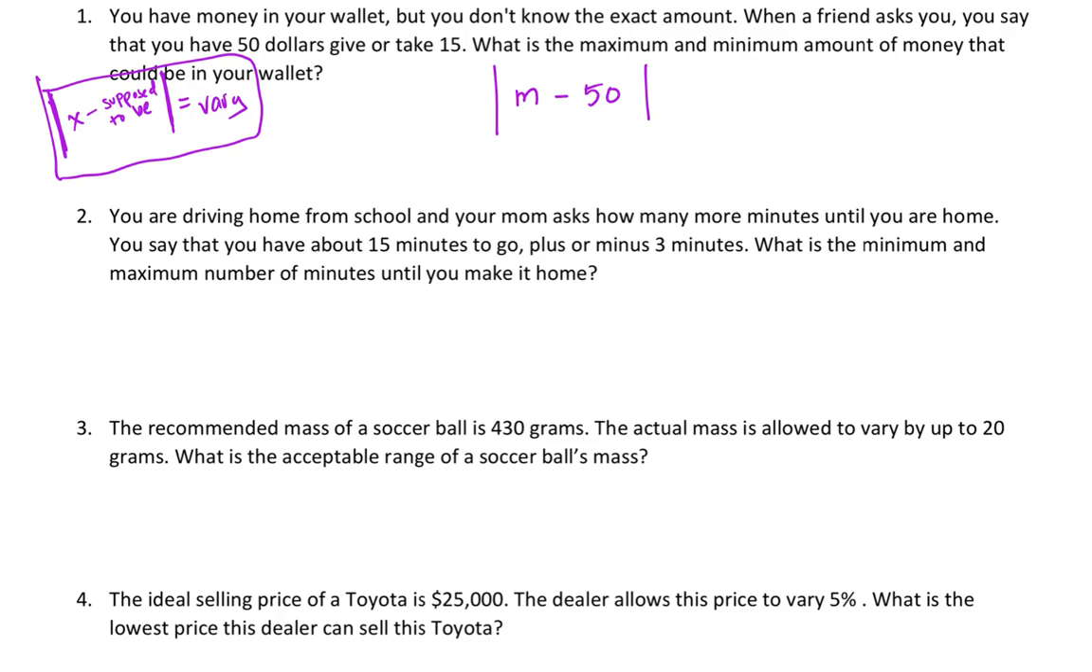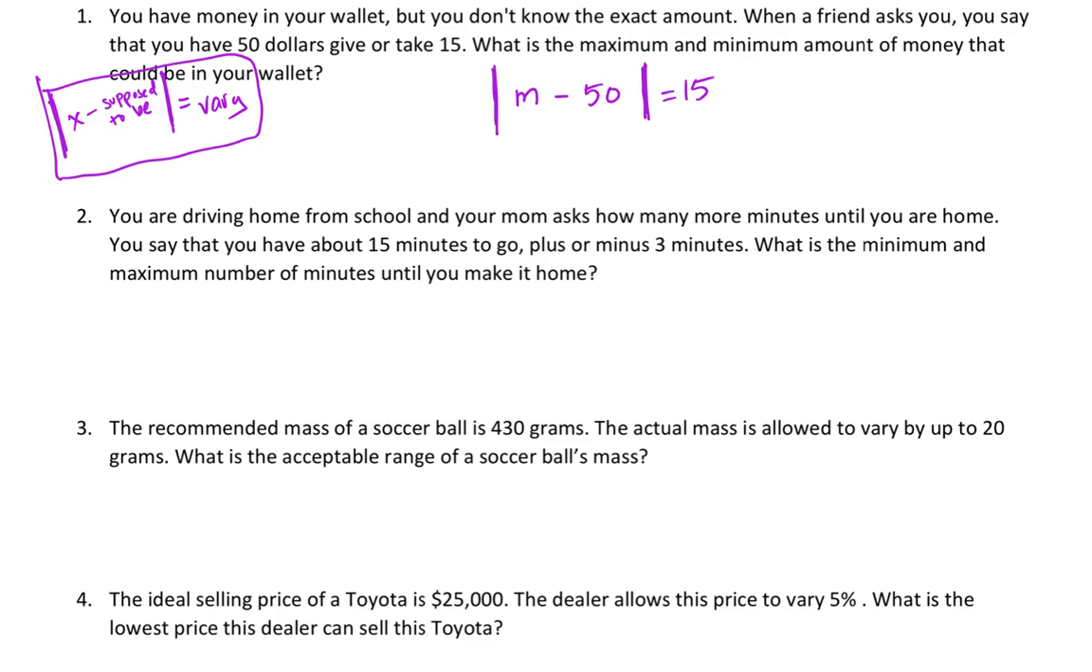So the difference of what we have and what we think we have could be different by about $15 either way. So see how much that makes sense? It's the difference of what we think we have and what we have thrown in the absolute value bars, because it could go either direction. It could vary by a positive 15 or a negative 15. So that's how we set up all of these problems, just like that. Okay? And then we have to solve it.